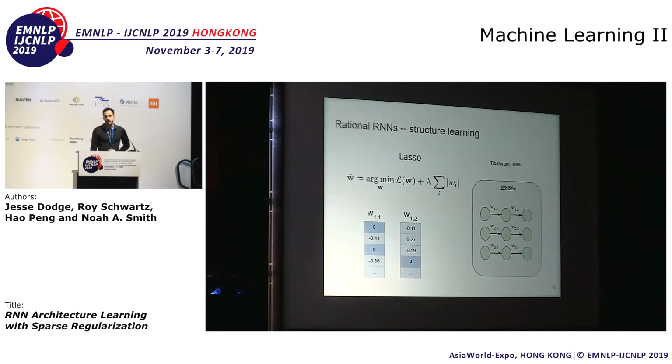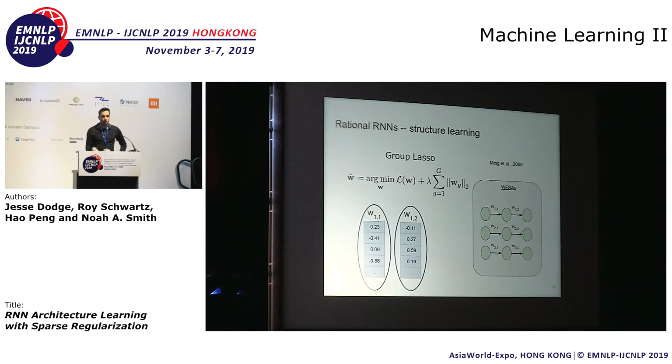But this doesn't take advantage of the structure that we know exists in our model. So instead, we turn to group lasso. Now in the lower left, we've created two separate groups of weights. The first group contains all of the weights in W11, that is, all of the weights in the first transition of that top WFSA. And the second group contains the parameters for that second transition.